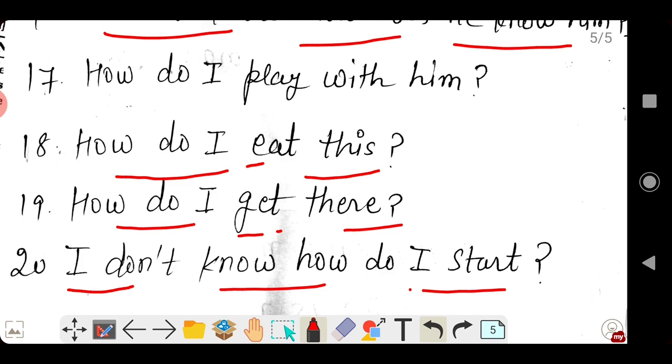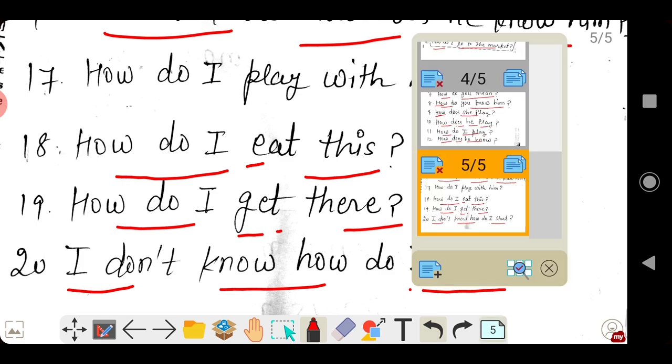How do I get there? How do I eat this? How do I play with him? How do I play with her? Okay, so even you can study in this way.